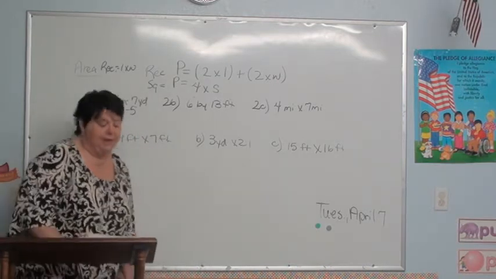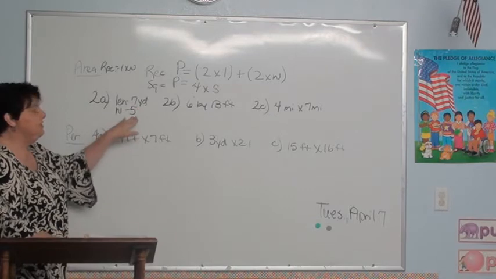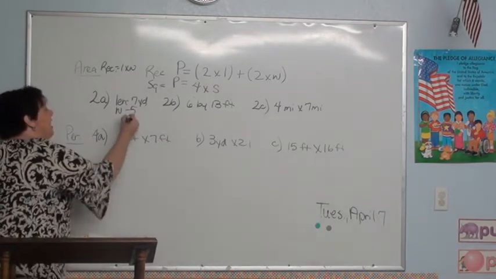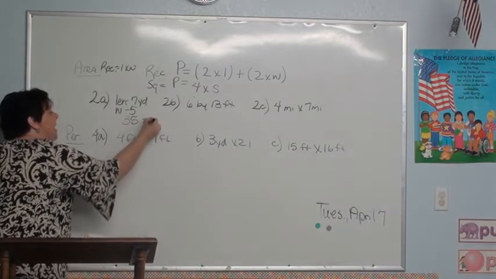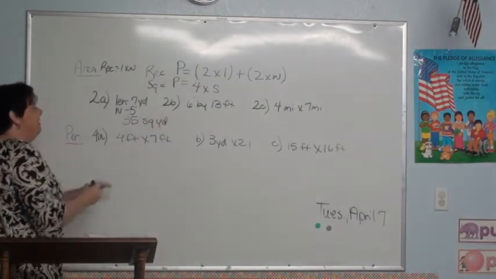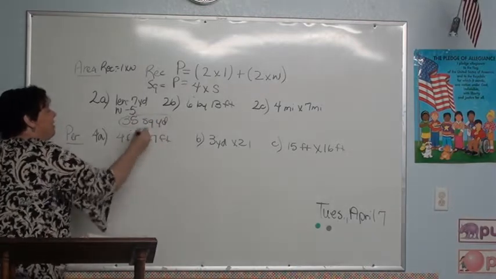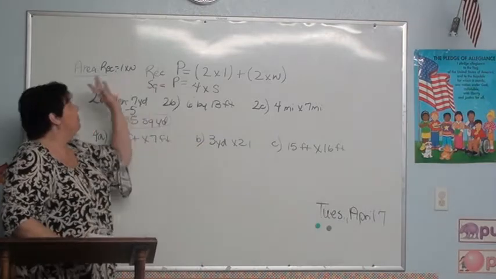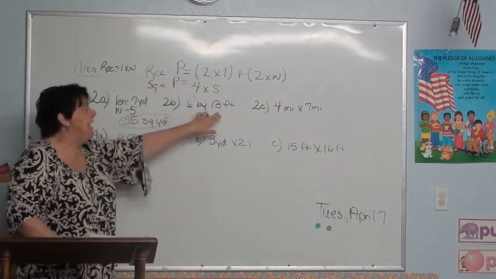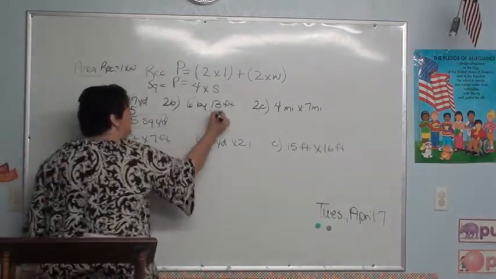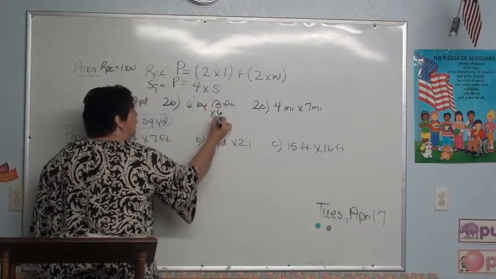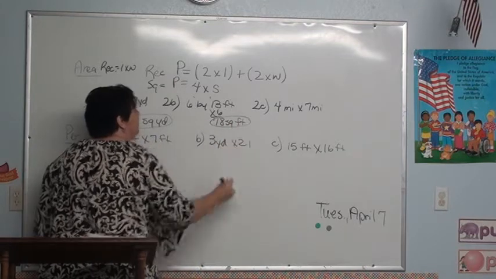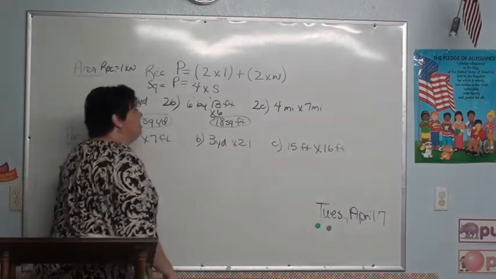So look at 2A. The length is 7 yards, the width is 5. 7 times 5 is 35. 35 square yards. This is your answer. Number 2B, 6 feet by 13 feet. Remember, the area of a rectangle is length times width. So you're going to take 13 times 6, and you have 78 square feet. There's your answer. Now go to 2C.